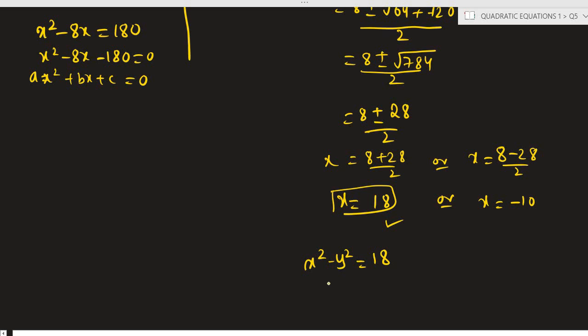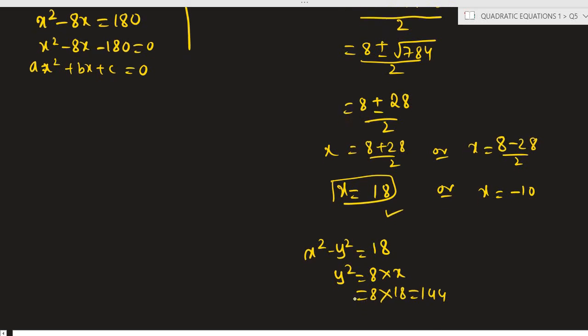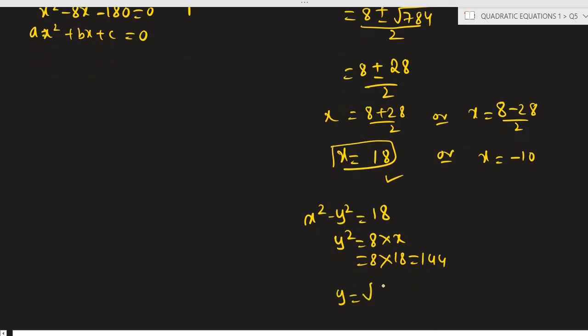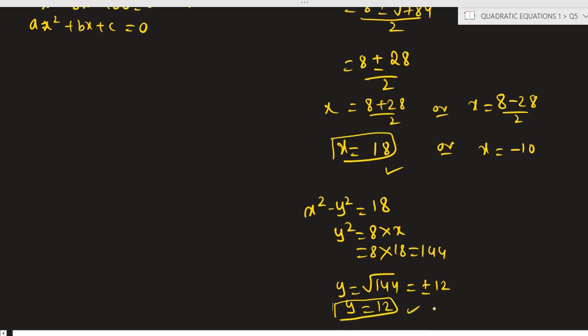And also you know that x square minus y square is equal to 18. x square is, and one more thing he had given, y square is equal to 8 into x, that is 8 into 18, which is equal to 144. What happens now? y is equal to root 144. Root 144 is equal to plus or minus 12.